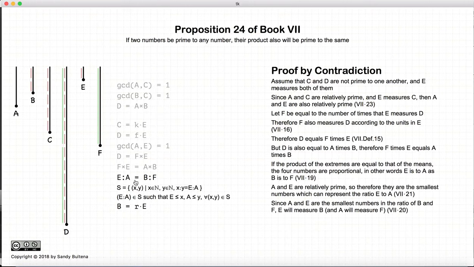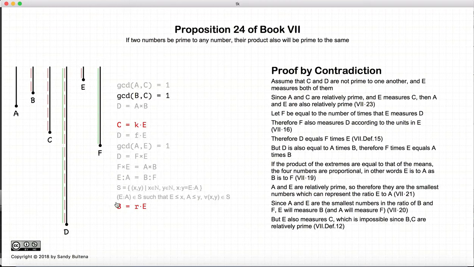So, in other words, E measures B. So again, E and A are the smallest numbers that could possibly represent this ratio, B and F is equal to the ratio. So therefore, E measures B and A measures F. Now the important part here is that E measures B. This is all according to Proposition 20 of this book.